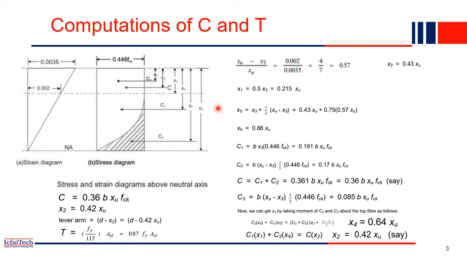Okay, so before calculating x2 and x4, let's compute what C1 is. C1 is the total compressive force in this rectangular block. So what is the total area first? Let's compute the area of this rectangular block. Area is nothing but length into breadth. Length is 0.446 FCK, breadth is x3. Okay, that's what is written here. So x3 into 0.446 FCK.